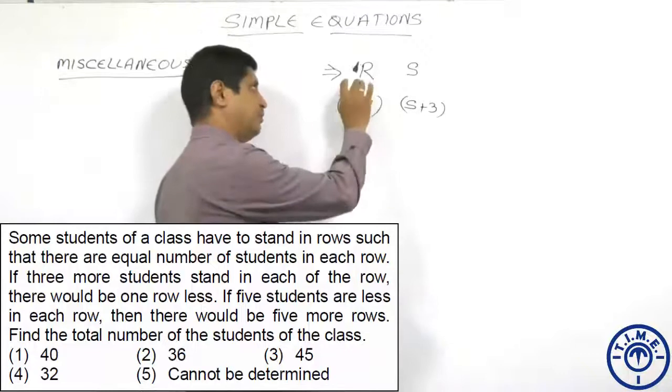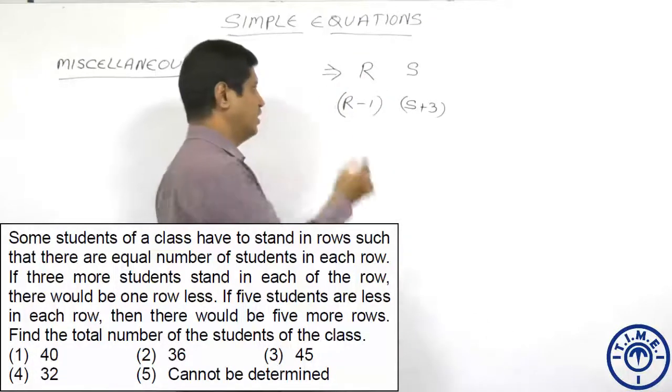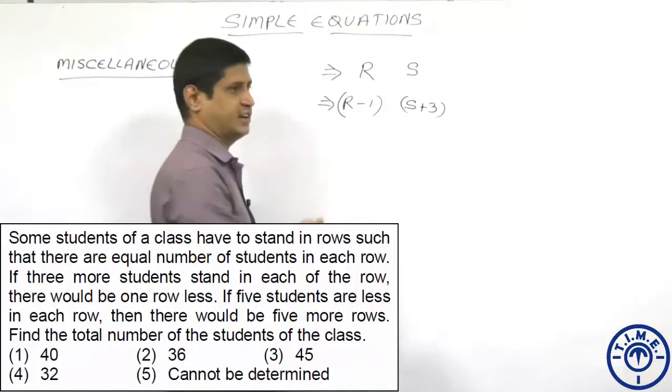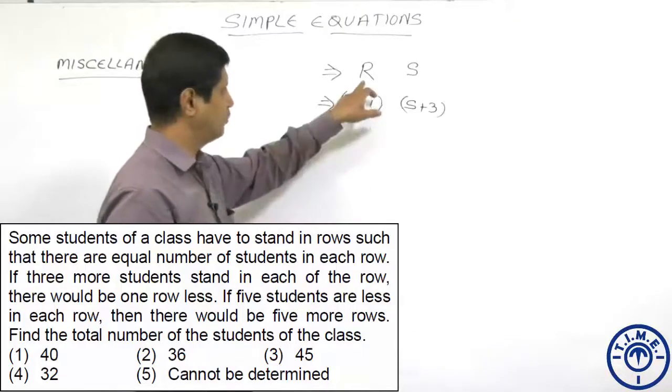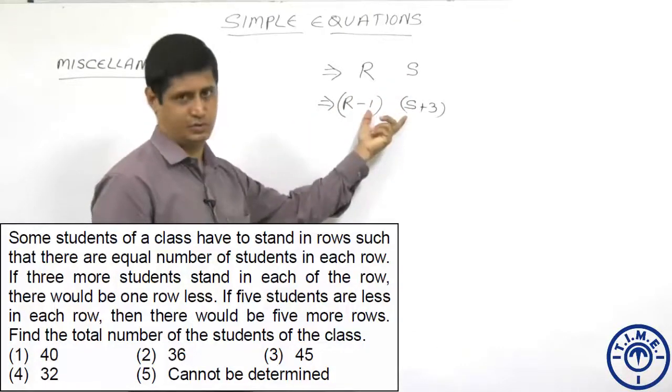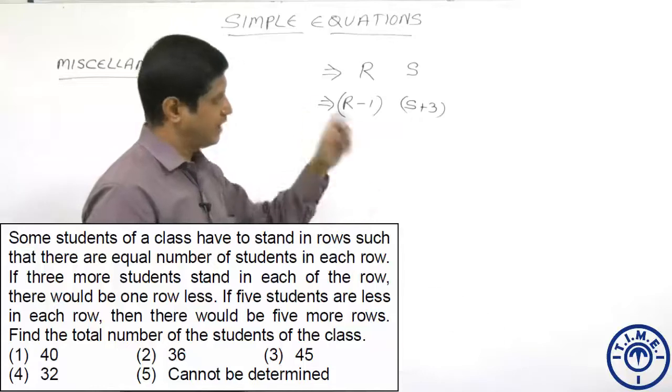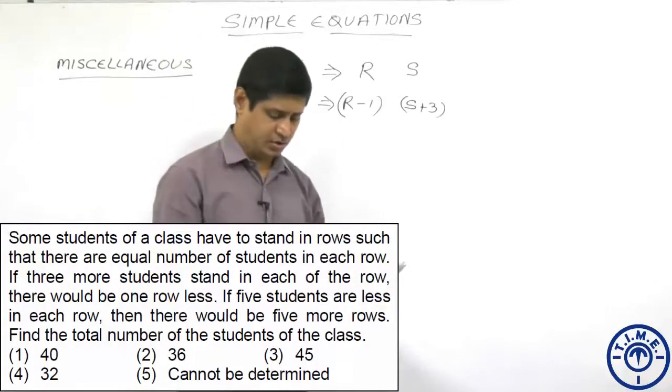Now the same number of students are distributed in another way. This is the second discussion. The value of RS is equal to the product of these two. Now what is the other condition here? One more condition is given.